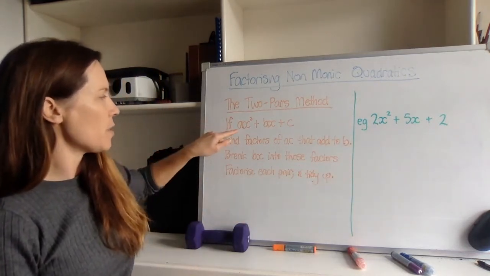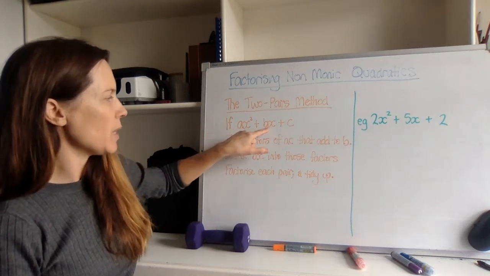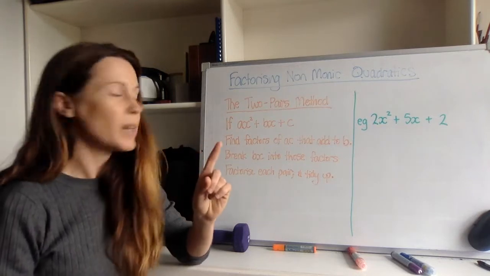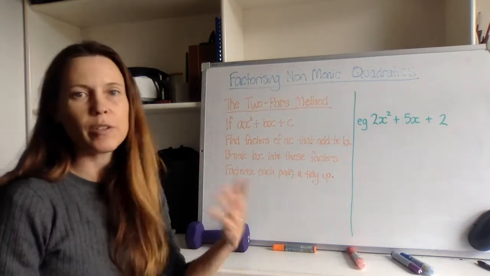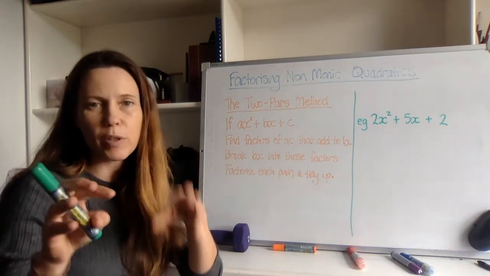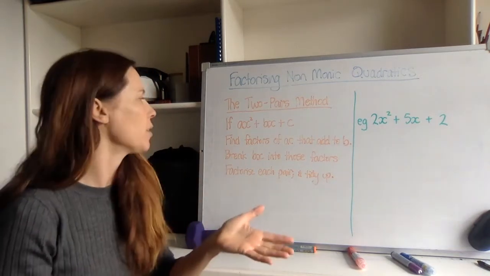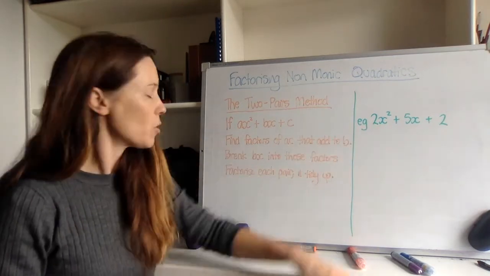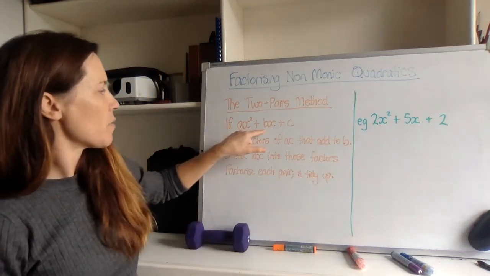Now it says if it's in this form, ax squared plus bx plus c. Now the a part won't be 1 in this case because we're looking at non-monic quadratics. If you've got a monic one, you can just draw up your brackets, put your x's in as your first terms, and away you go. But if this number in front of the x squared is something bigger than 1, something like 2 say, we can put it in this form.